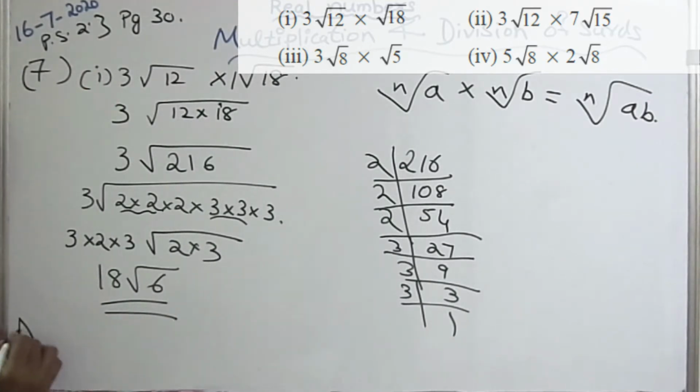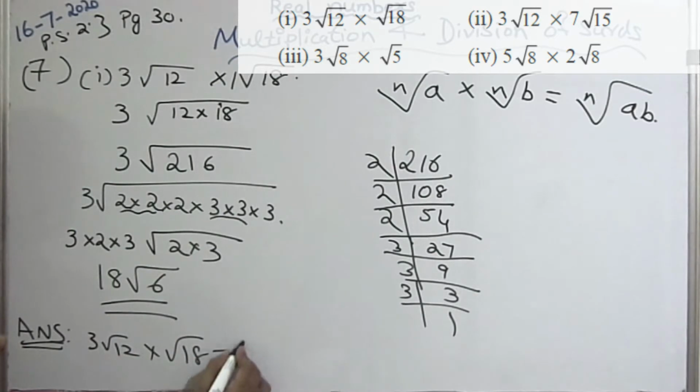Answer, final answer you can write: 3 root 12 into root 18 is equal to 18 root 6. Is that clear? We'll go to the next sum.